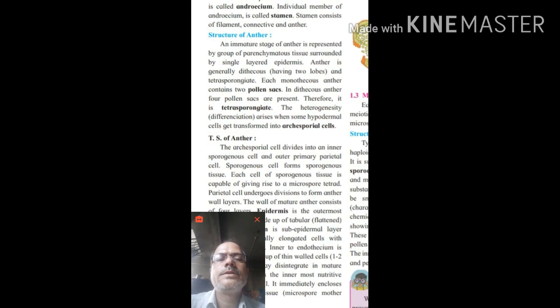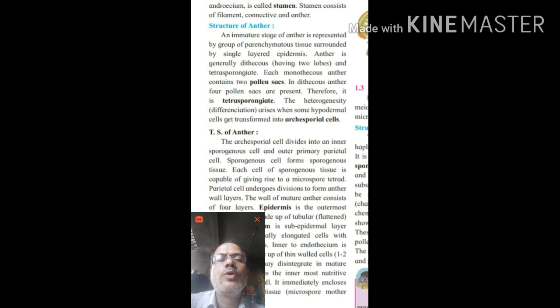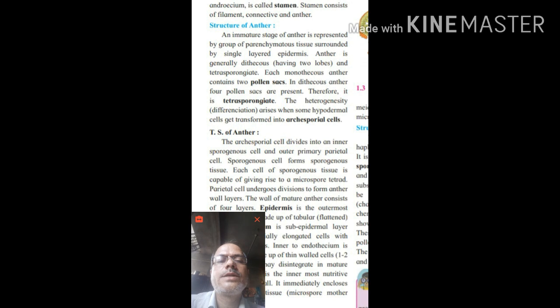Then there are different types of anthers. When we see the lobes of the anther, there are monothecous or dithecous anthers. What is a monothecous anther? When the anther consists of a single lobe, it is called monothecous. And when the anther consists of two lobes, it is called a dithecous anther.